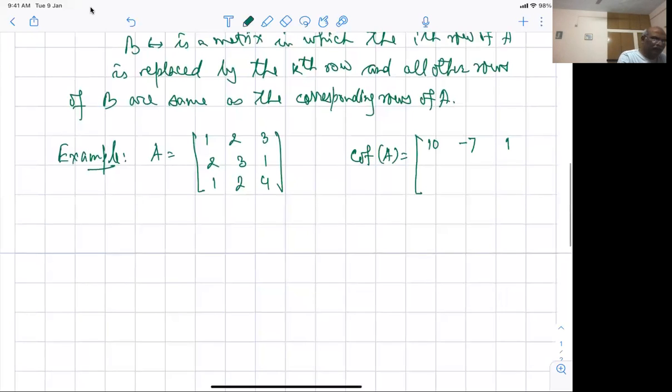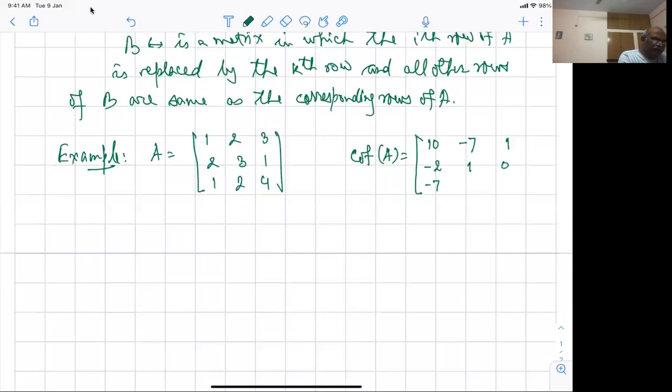Now if I look at this, 8 minus 6 is 2. So it will be minus 2 here because of minus 1 to the power 2 plus 1. If I look at this, it is 4 minus 3, which is 1, so it will remain as 1. This part will be 2 minus 2, which will be 0 here. If I look at this part, it will be 2 minus 9, that is minus 7. So minus 7 here.